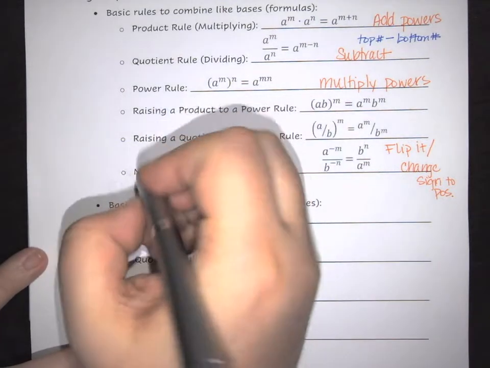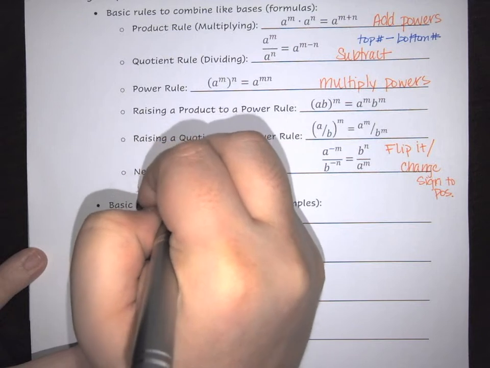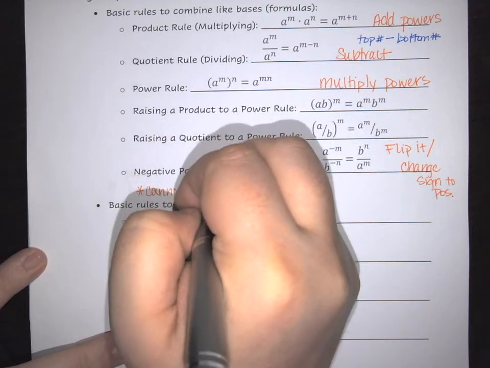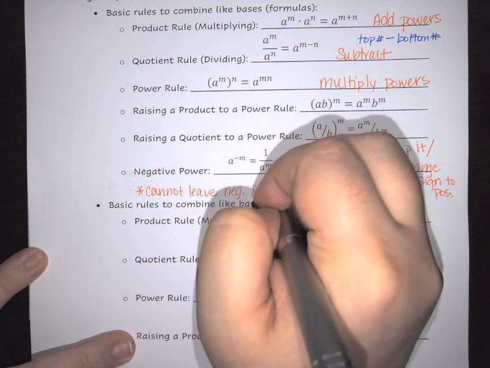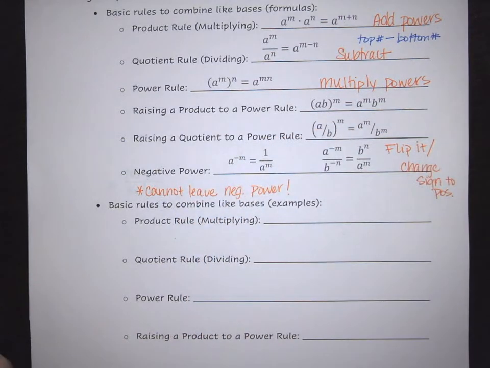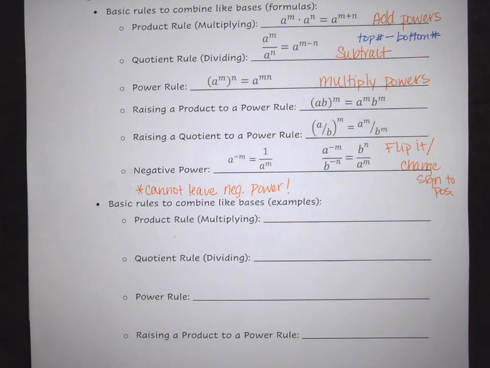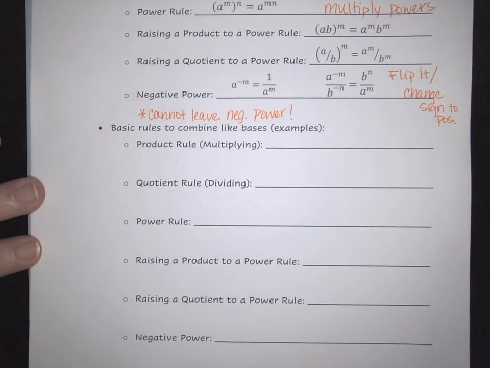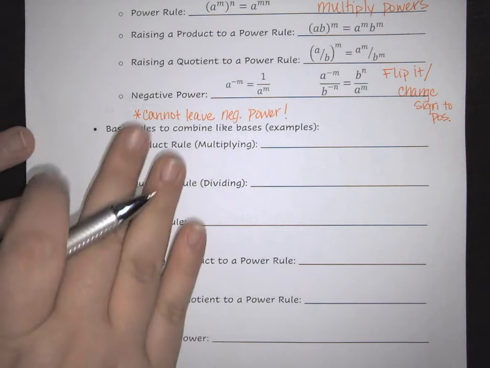Now, the biggest thing that you always want to remember is that you cannot leave a negative power. So no matter what you're doing or how you're simplifying, if you end up with a negative power, you must go that one extra step and apply the negative power rule to it. Okay. So here I'm going to show you examples using actual examples of these different rules.